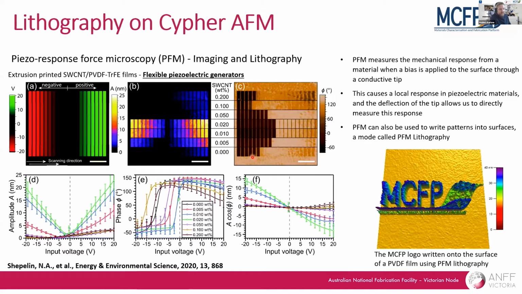And in PFM, what we are doing is applying a bias to our cantilever and our tip as we scan across the surface. So here is a map of the negative to positive bias that is applied onto the tip as it scans across a given area on a surface.